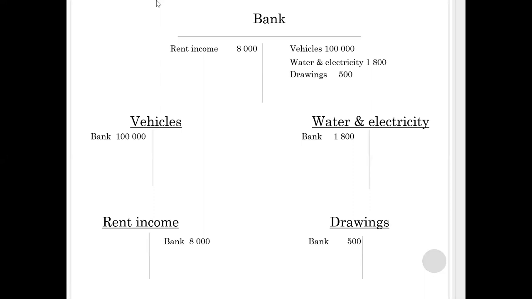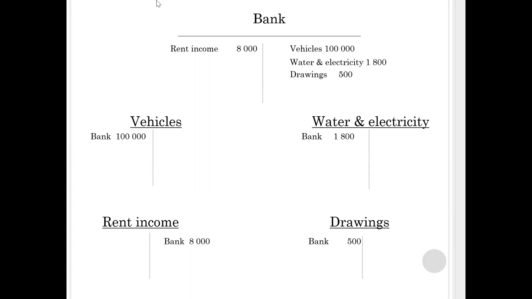Let's start with water and electricity. Okay, what is water and electricity? It's an expense. And what is Lady Adler telling you? Expenses must be on the debit side. So on the debit side, you're going to write the friend's name, bank, and the amount is 1,800.